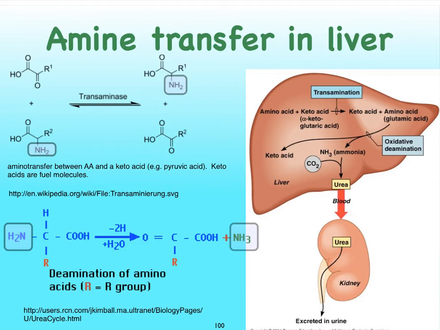The other thing is that, as is shown here, we can, from the amino acid, remove the amine group, which then can ultimately be converted to urea. The blood carries the urea to the kidneys, and then we can excrete it via our urine.